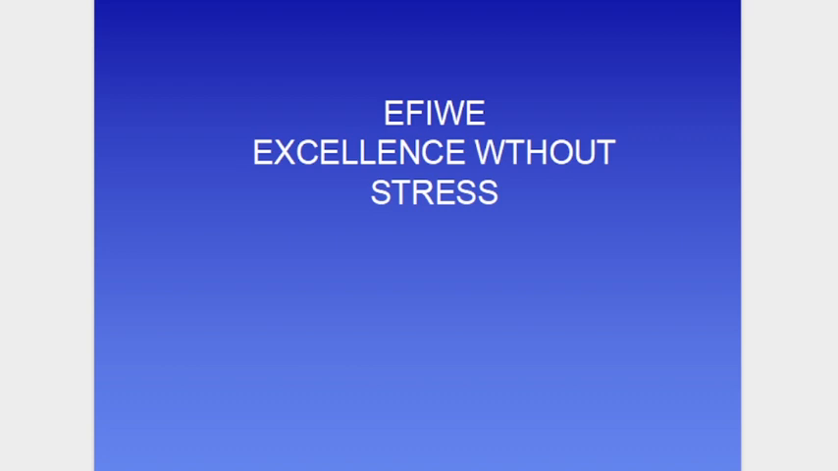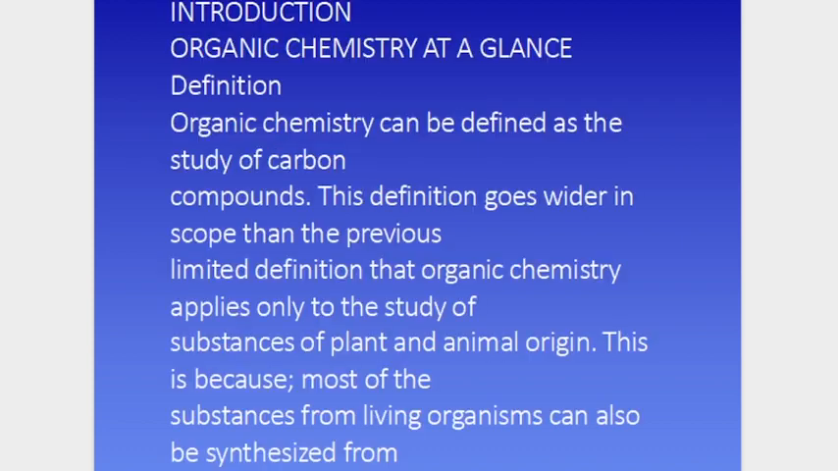And in today's study, we are going to be looking at organic chemistry. Now, organic chemistry is simply defined as the study of carbon compounds. But then not all carbon compounds are organic. What are the examples or the list of carbon compounds that are not considered organic?